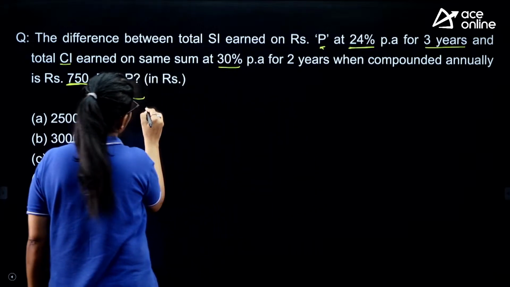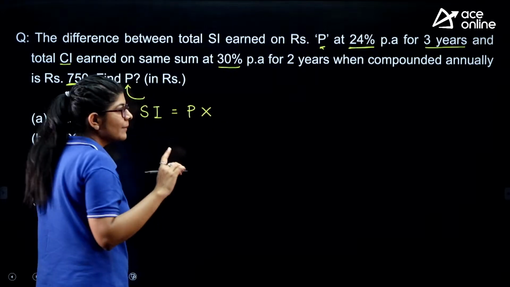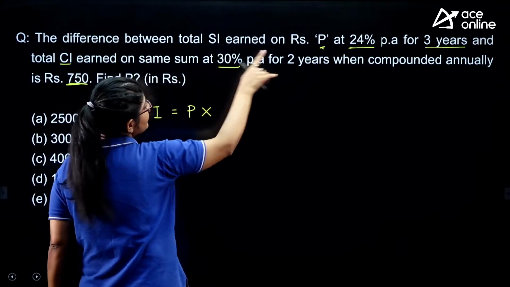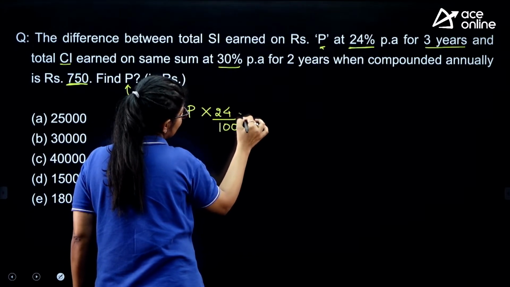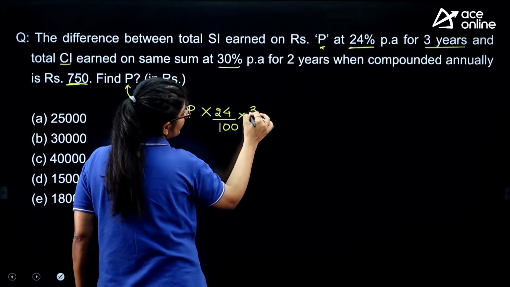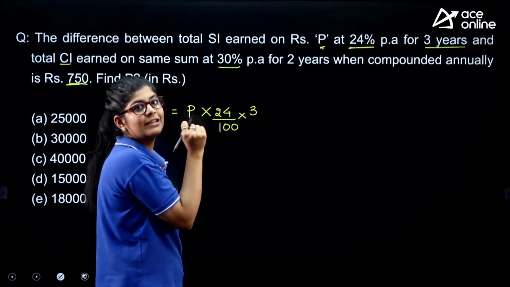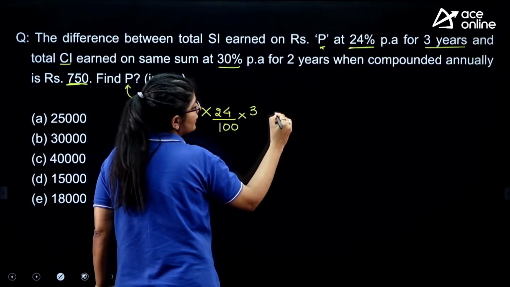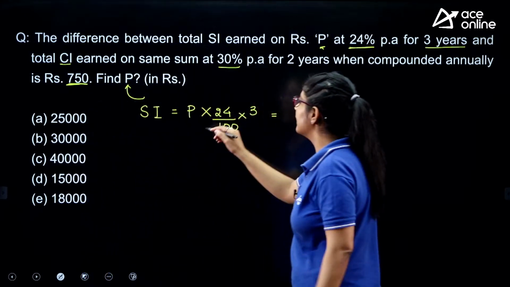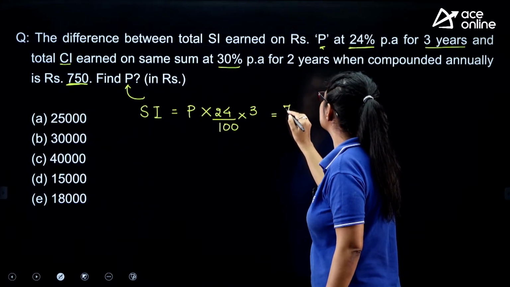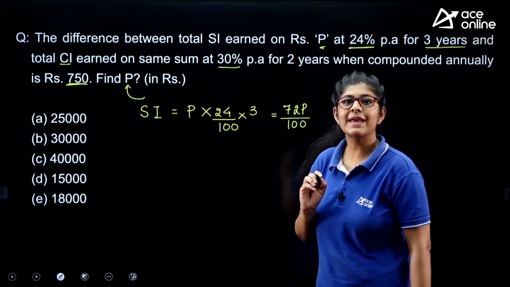Simple interest is nothing but principal amount multiplied by rate. Rate is given as 24%, multiplied by the time period, that is 3. And why do we divide by 100? Because here we are having the rate in percentage. So the total SI that we got over here is 72P divided by 100. This is my SI.